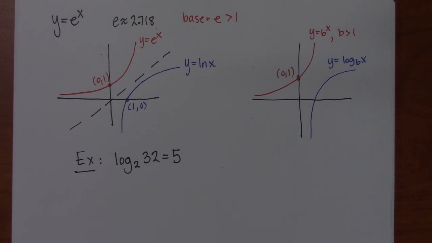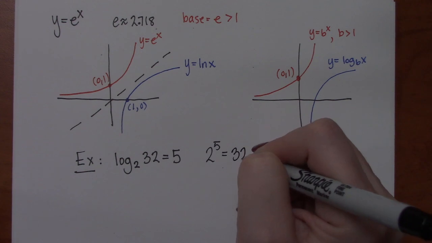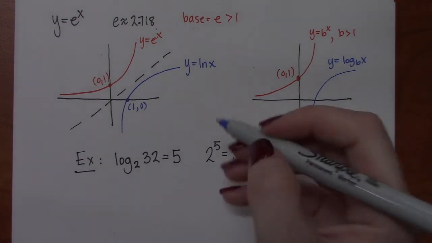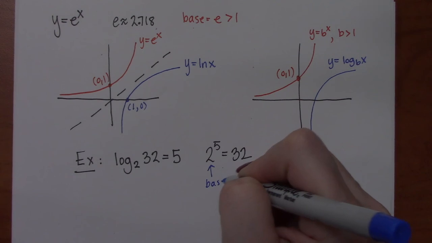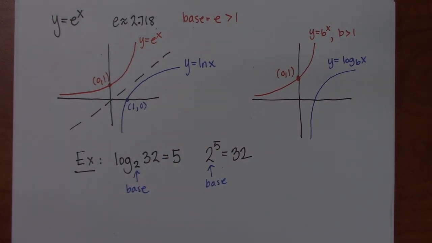Right, so think about it. We're talking about exponentials. 2 to the 5th is 32. So the base matches the base. And in the expression on the right, 5 goes into the function and 32 comes out. In the expression on the left, 32 goes into the function and 5 comes out. They are inverses, so their x's and y's are switched.